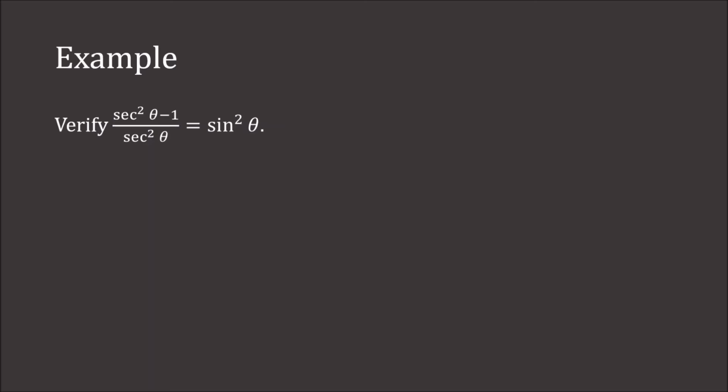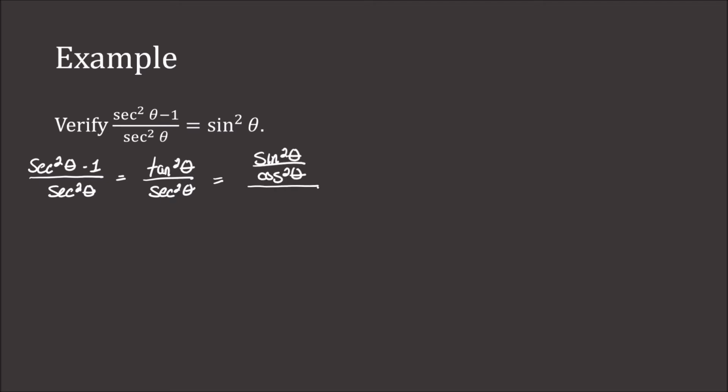Next, let's go ahead and verify this. Now again, the more complicated side is the left-hand side. Now, secant squared theta minus 1 is one of the Pythagorean identities. 1 plus tangent squared is equal to secant squared, so secant squared minus 1 is tangent squared. Now at this point, let's write everything in terms of sines and cosines. So tangent squared would be sine squared over cosine squared. Secant squared is 1 over cosine squared.